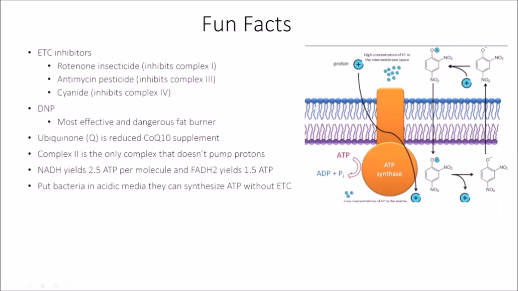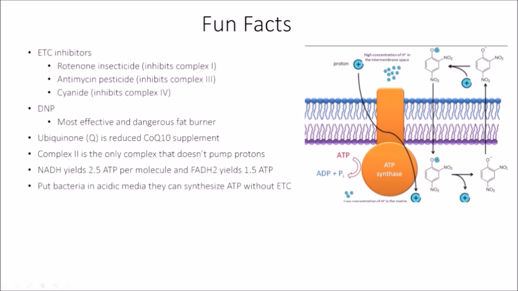Last, just some fun facts about the electron transport chain. Some of the most deadly kind of poisons, insecticides, and pesticides act on the electron transport chain. Cyanide acts by inhibiting complex 4, antimycin inhibits complex 3, and rotenone inhibits complex 1. Dinitrophenol, DNP, the most effective and dangerous fat burner, also acts directly on the electron transport chain. And that's actually what you see in this diagram here.